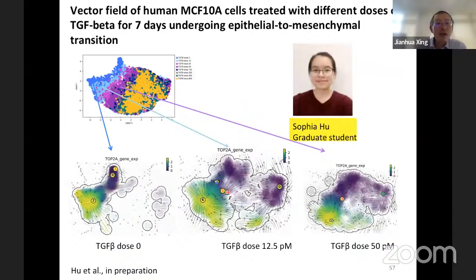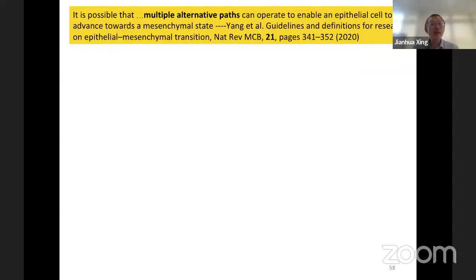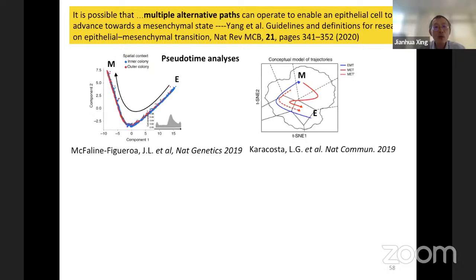Why I got excited? Because, I should probably just start from here. In this EMT study, we have an open question. The open question, as shown in this review paper, is: when a cell changes from epithelial to mesenchymal, does it have to take some continuous one-dimensional path, or are there multiple paths? So this is the open question.